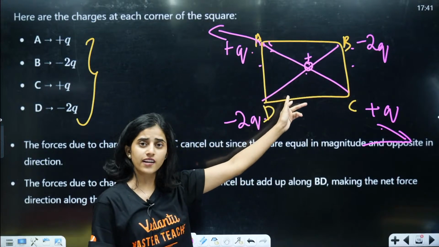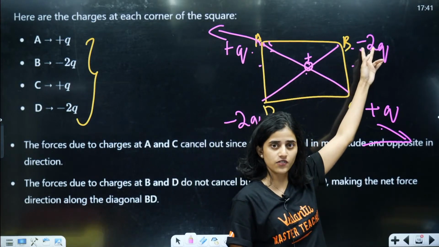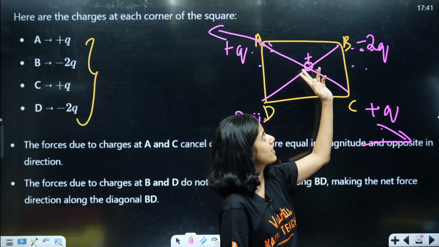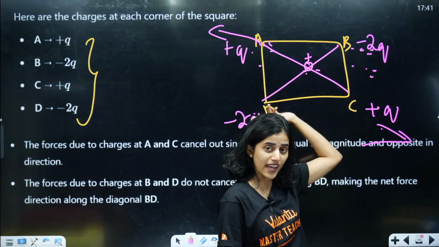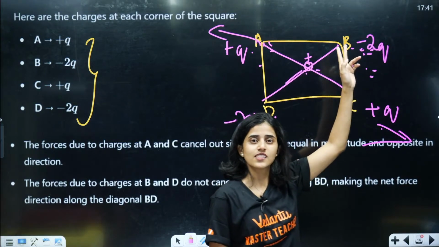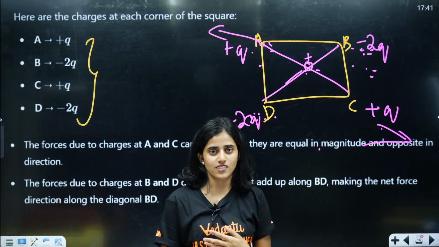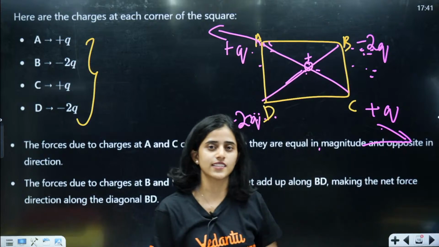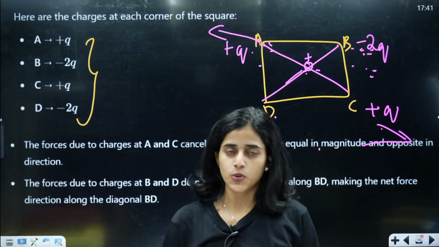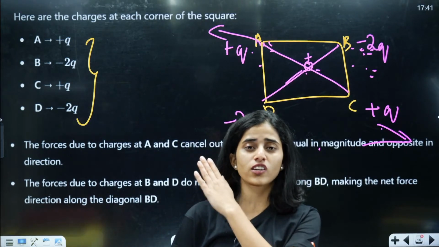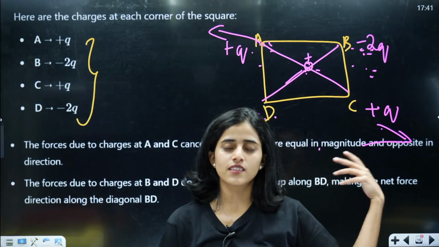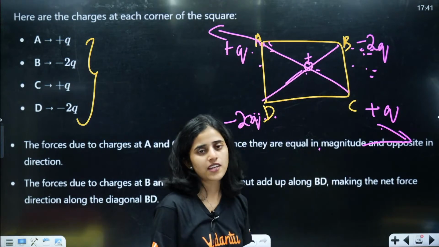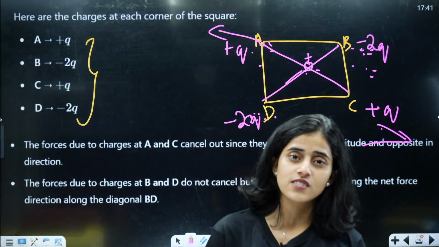Now look at the other diagonal. Here you have a negative charge, positive charge, negative charge. Since they are different charges, unlike charges attract, so there is a force along the diagonal BD. The question was to find out in which direction O experiences a force, and it's clearly BD, because on the other arm they cancel out.